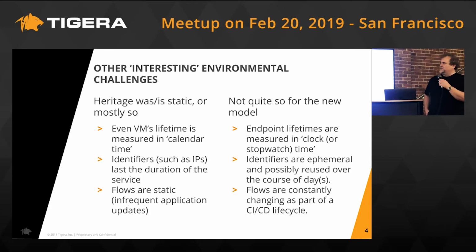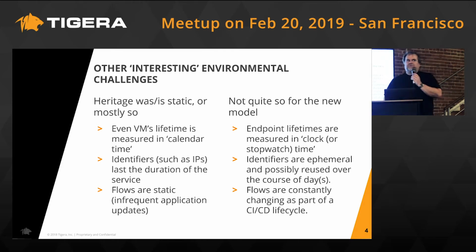Other interesting environmental challenges in these models. Heritage is or was static, or mostly so. Most people think VMs, as a general rule, are dynamic compared to physical servers. They are, but most VMs still last months or years, and their identifiers are also somewhat static. And this becomes interesting when we talk about network logging in a little bit. An IP address for a given service will probably always be the IP address for that service over the lifetime of that service. And you measure these things in calendar time. VMs are measured as in what day or what month or what quarter you stood the thing up in.